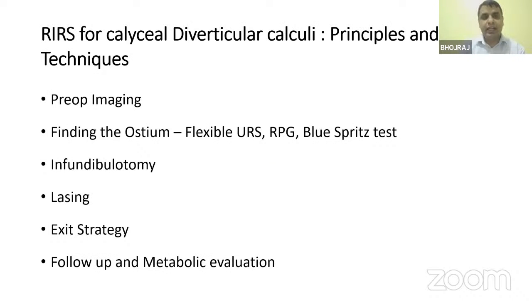So let's go to RIRS for calyceal diverticular calculi, tips and tricks. I'll be more focusing on principles and technique. I'll start one by one. We start with preoperative imaging, and we opt for basic all standard preparation for RIRS. We go for flexible ureteroscopy, how to find the ostium, how to do infundibulotomy, what is the lasing technique, what is the exit strategy, and how do we follow up those patients. About those headings, I'll be talking in the coming few minutes.